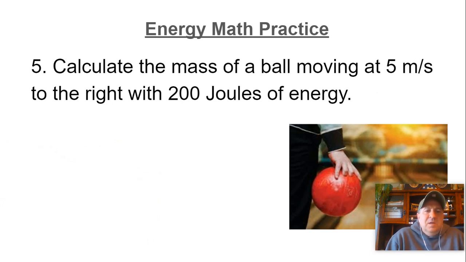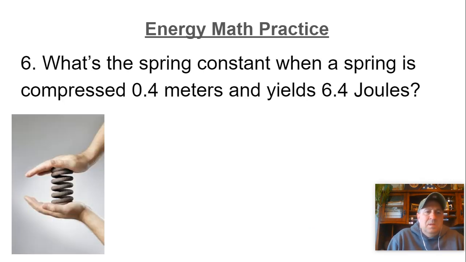Number 5, calculate the mass of a ball moving at 5 meters per second to the right with 200 joules of energy. So we have energy, 200 joules, and we have a velocity, 5 meters per second to the right. So you have to calculate the mass, and this is moving, so that should be a key as to which formula to use. Pause now and go ahead and solve it. At the end, we'll check all your work.